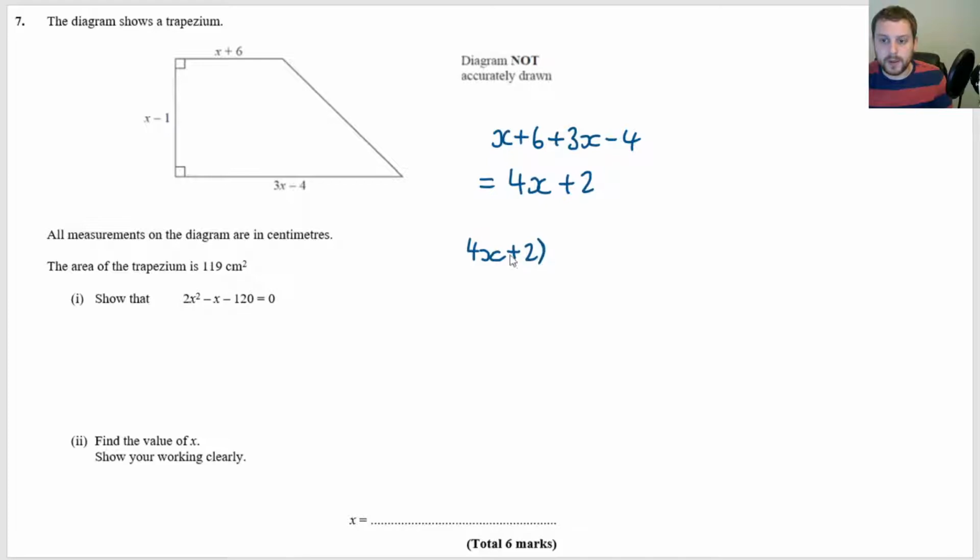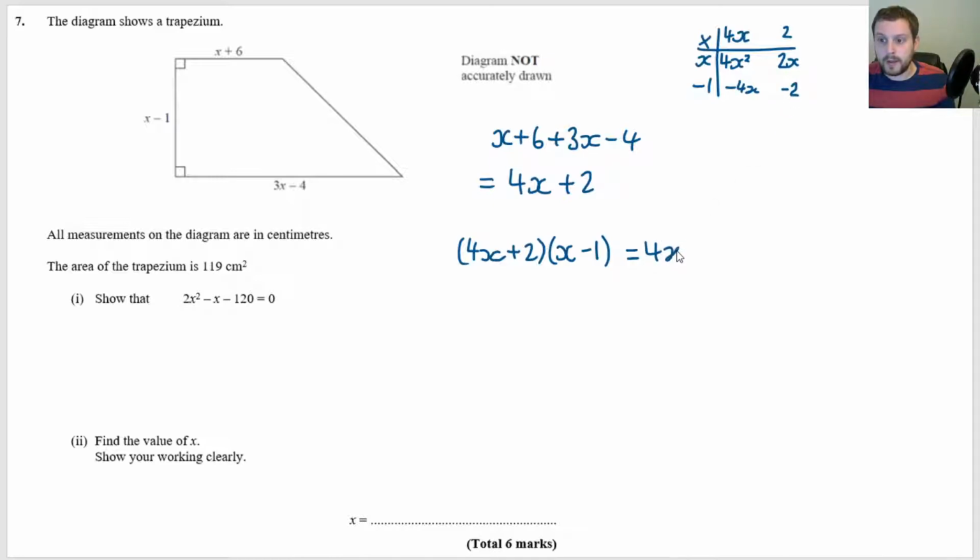So 4x plus 2 times how tall it is, which is x minus 1. So I might do a little grid method for that. I'll fit it up here: 4x and 2, and x and minus 1. This first answer was add up the two parallel sides. This next part is me timesing that by how tall it is. So this gives me 4x squared, 2x, minus 4x and minus 2.